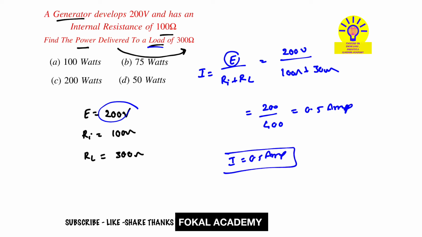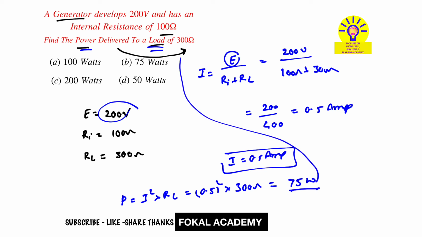Now here we want the power in load resistance. So power in load resistance equals I squared into RL, that's equal to 0.5 squared into 300 ohms. By simplifying this, we will get 75 watts, and this is the power delivered to the 300 ohms. So from the options, option B is the correct option, and this is the process of simplification.